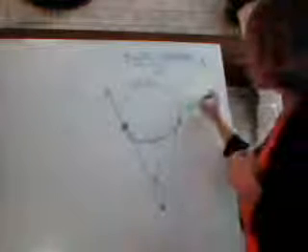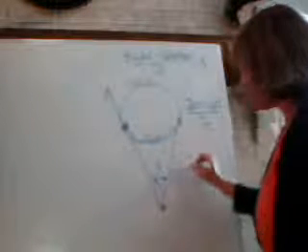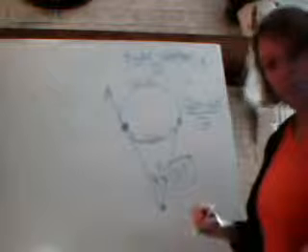Now I can plug and chug into my formula. 200 minus 160 divided by 2. The big arc measure minus the small arc measure divided by 2 gives me the angle. So that's 40. So that means this angle is 20 degrees. 200 minus 160 is 40. 40 divided by 2 is 20. So there's my angle. So there's the formula.